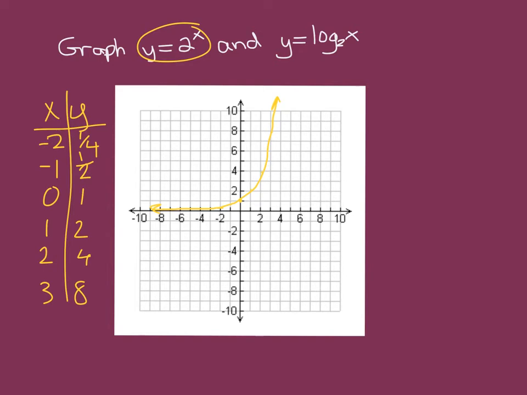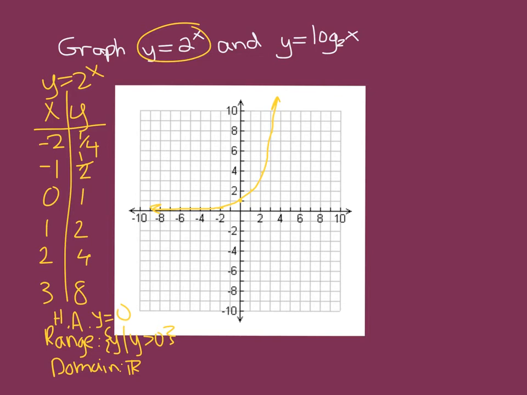And I'm hoping that you remember this from the last section. I do want you to notice that the range of this is that y is going to be greater than 0. The domain is all real numbers. And we do have a horizontal asymptote at y equals 0. So those are the 3 important things I want you to notice about this exponential function. So this is y equals 2 to the x. Let's go ahead and do the logarithm also.